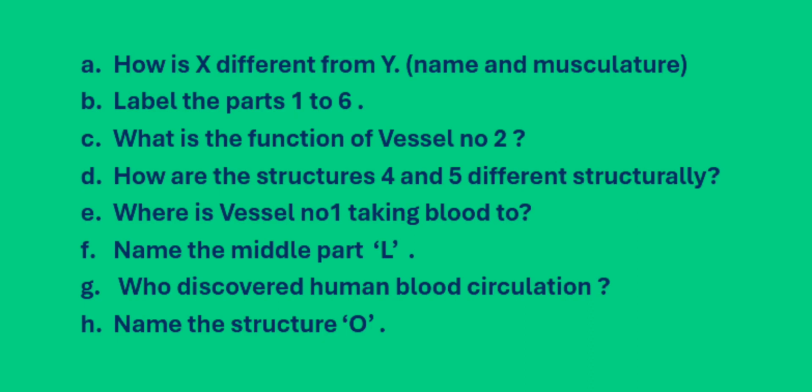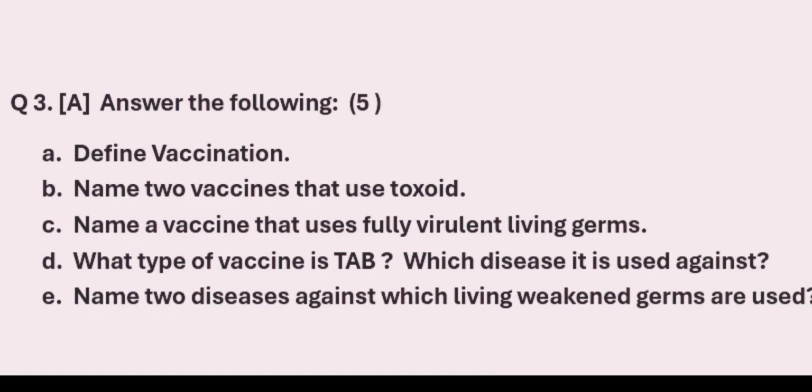Subpart F, you got to name the middle part which is marked as L. Then G, who discovered human blood circulation? And finally, you got to name the structure which is marked as O in the diagram. Let's move on to question number 3.